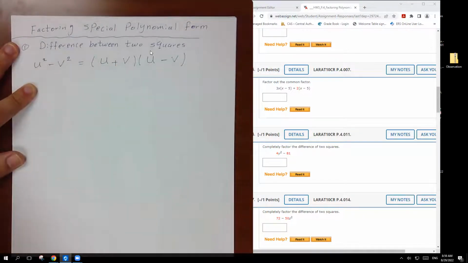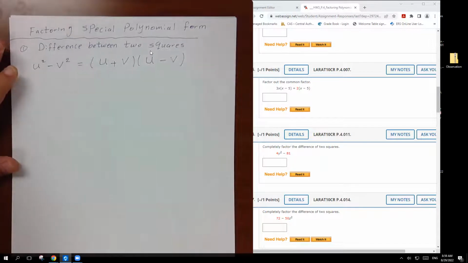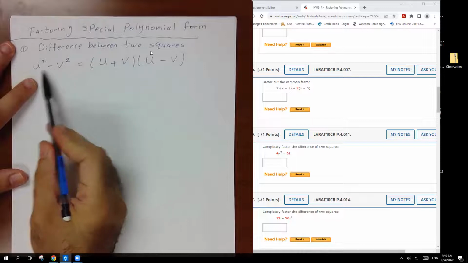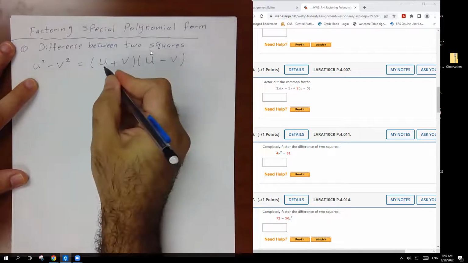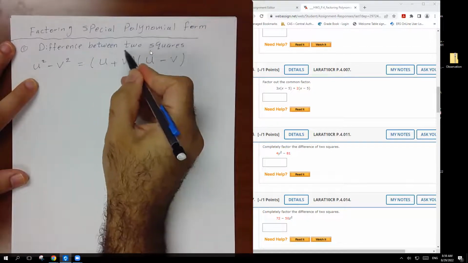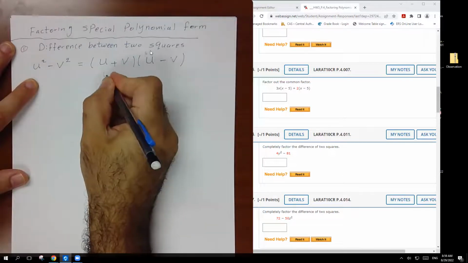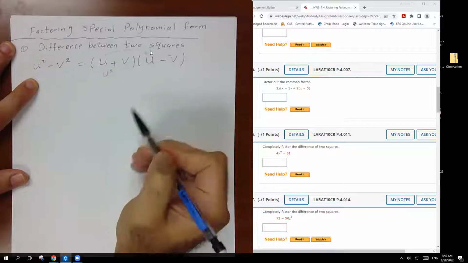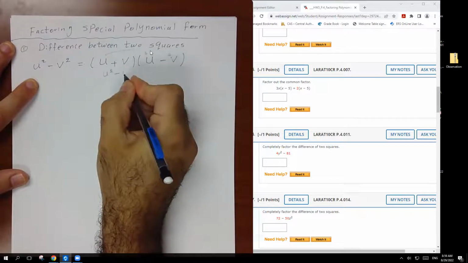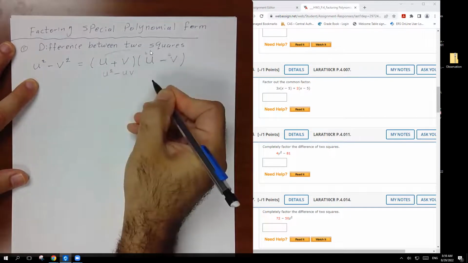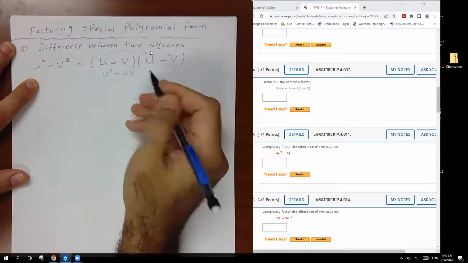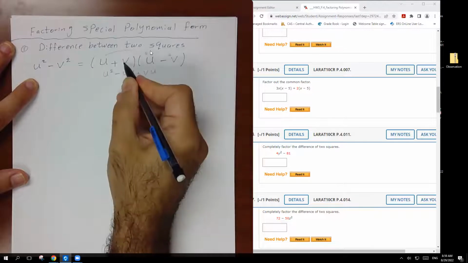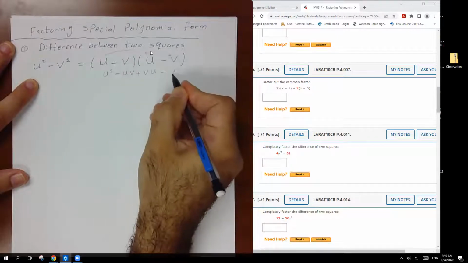Let's check that. Because that's what it says. If you FOIL these two parentheses, you have to get exactly the same result. If you say u times u is going to be u squared. U times v is going to be negative uv. V times u is going to be positive vu. V times v is going to be negative v squared.